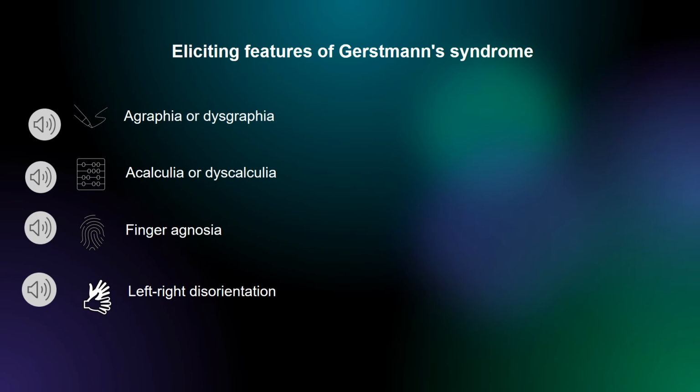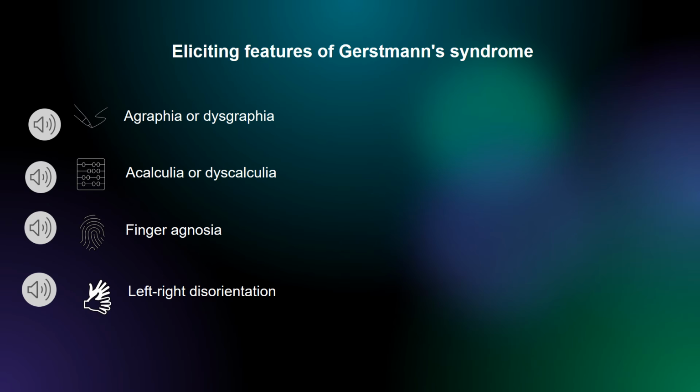Finger agnosia. Finger agnosia is difficulty in distinguishing fingers on the hand. It is tested by requests like touch my index finger with your index finger and touch your nose with your little finger. Recognize or indicate one's own or another's finger.